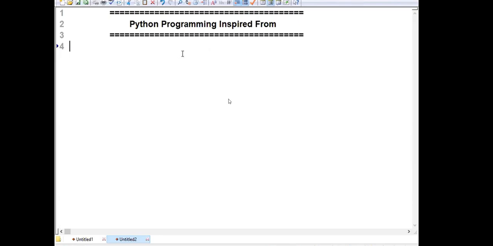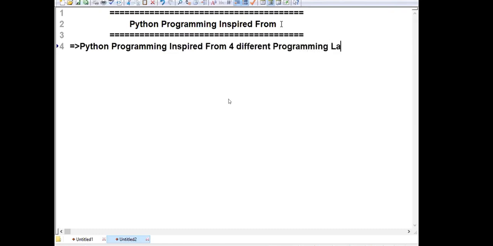So Python programming is inspired from how many languages? The Python programming is inspired from 4 different programming languages. What are those different programming languages, what features are there, and how are they inspired? There are 4 important things which we need to understand, and in real time, there is one of the most important things.